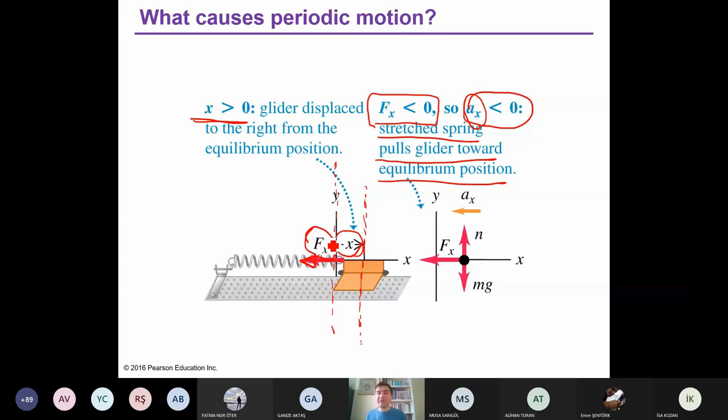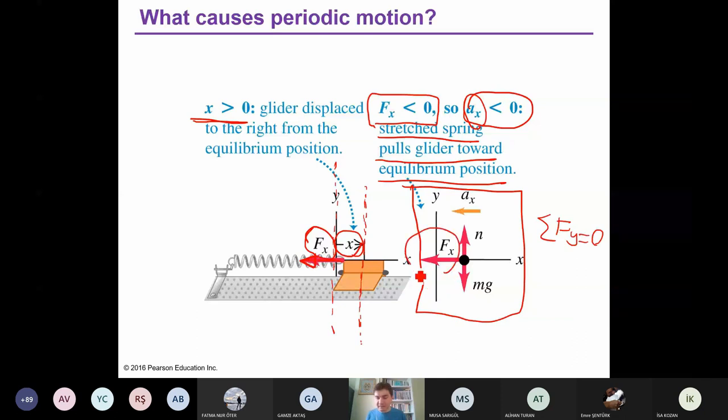Now let's try to write or draw the free body diagram of this glider. What is the free body diagram of the glider? We have mg, the weight of the glider. We have normal force. They are in opposite directions. So along the y-axis, we have zero net force. And along the x-axis, we have only the force applied by the spring on the glider. Okay. What about the friction force? This is a frictionless surface. For this reason, we don't have friction force, okay? Air resistance is also ignored in this discussion.